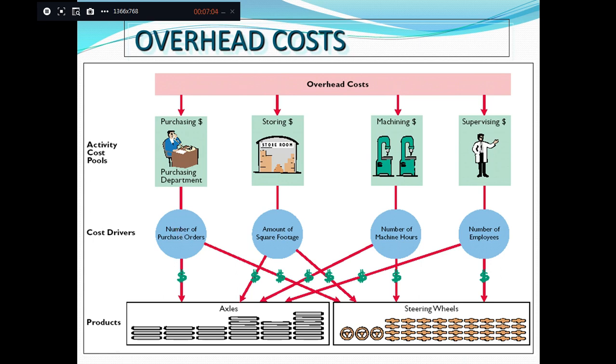So the cost drivers for each. In the purchasing department, the number of purchase orders will drive the cost or will measure the cost. In the storing department, the amount of square footage used to store the resource will consume the resource, and the number of machine hours will be the cost driver to measure the machining cost, and the number of employees in the supervision department will produce the cost. So the products are the result of these activities. That's why we will measure the cost based on the activity.